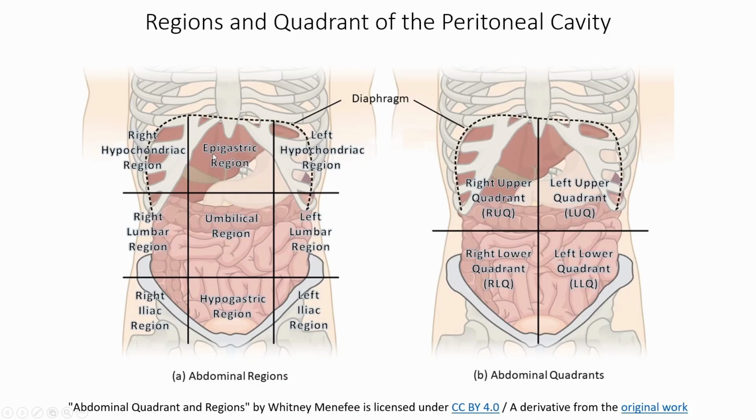Epigastric, so epi we think above or on top, gastric we think stomach, so this is a region that's on top of the stomach. The right and left lumbar regions, down below on the sides. Umbilical region, that's going to be right where you find that belly button. Hypogastric region, right below that digestive system. And then right and left iliac regions at the bottom corners. We also can divide into 4 quadrants, the right and left upper quadrants and the right and left lower quadrants.